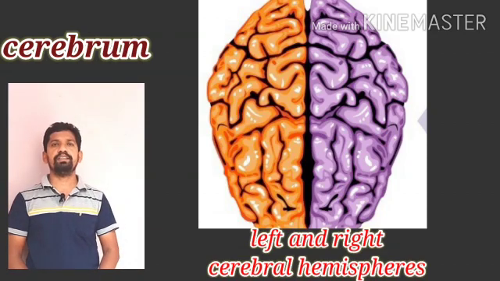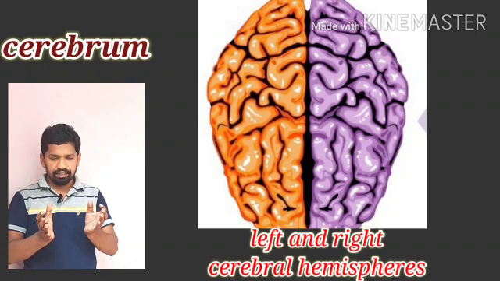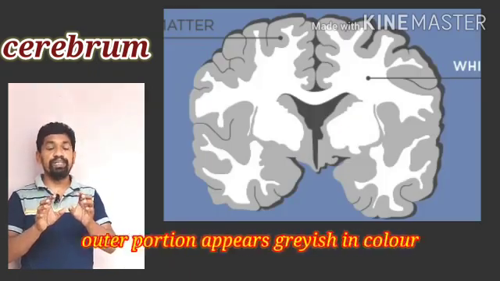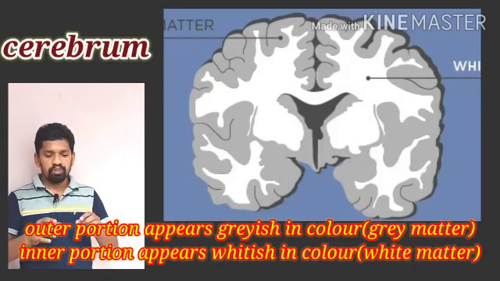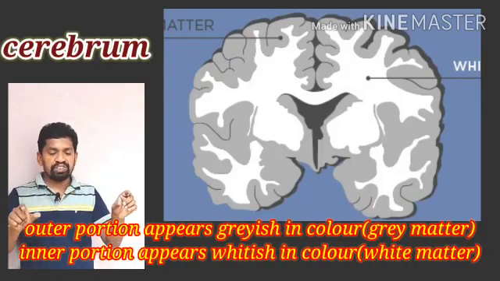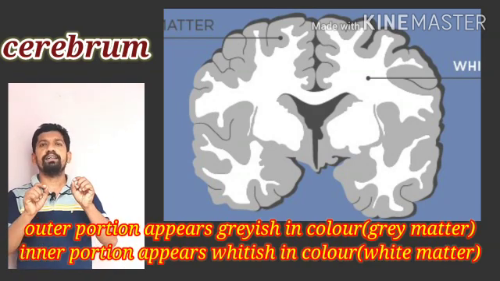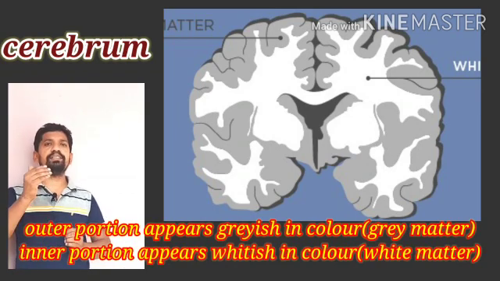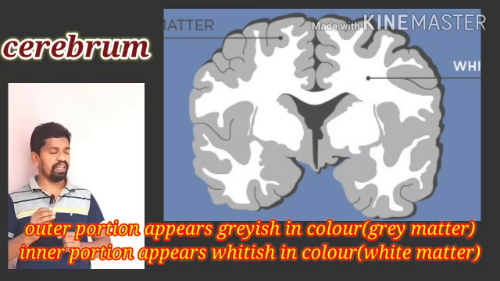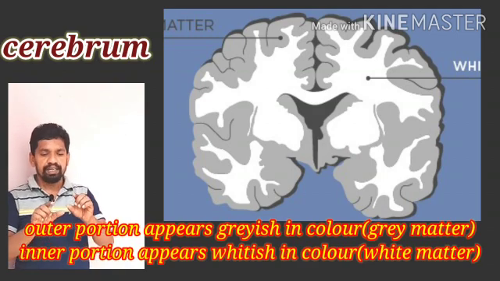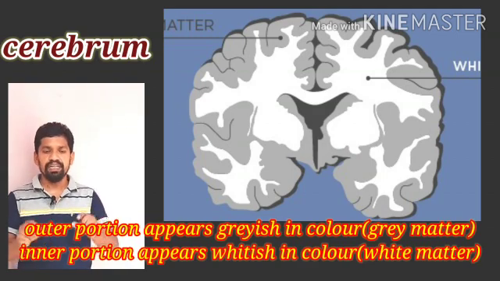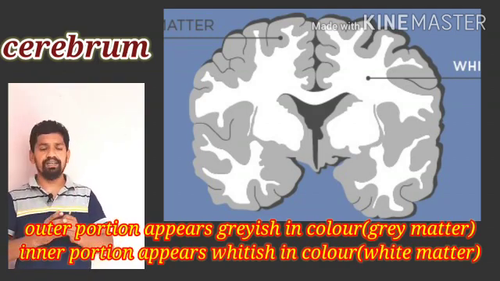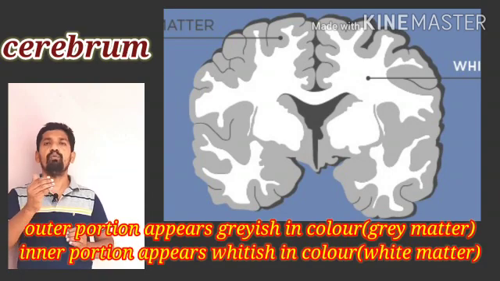In the cerebrum, when you see the color properly, we can see two different zones. The outer zone, the peripheral portion of the cerebrum, appears grayish in color. The center portion of the cerebrum appears whitish in color. I repeat, when you observe the color of the different zones, the peripheral portion appears grayish and the center portion appears whitish.